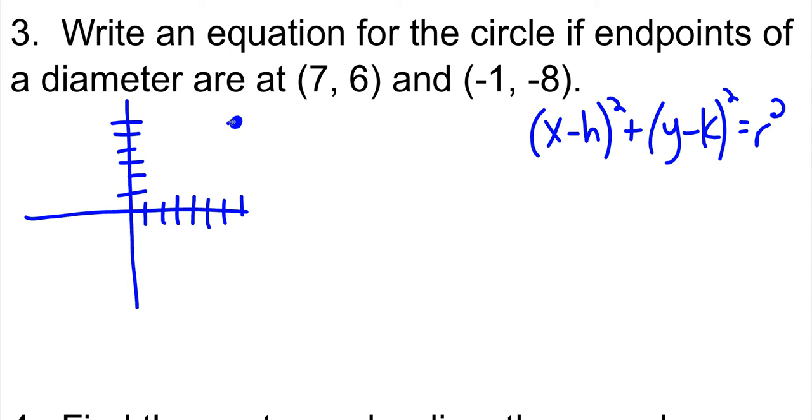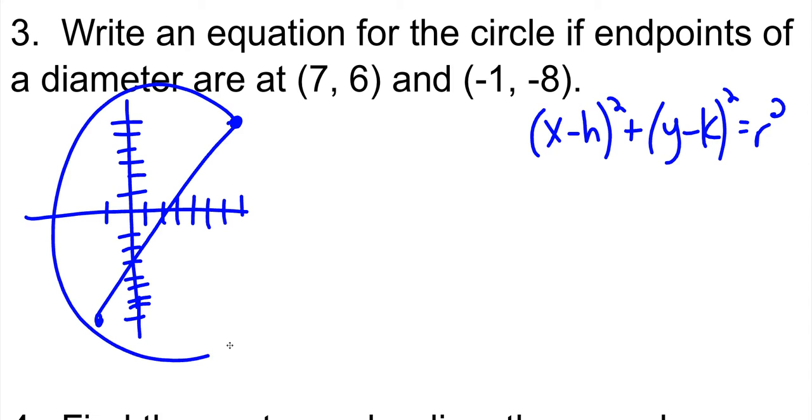Okay, so there's one endpoint, and −1, 2, 3, 4, 5, 6, 7, 8. So this is the diameter of my circle. So what I've got happening is something like that. Okay, we need to be able to find the equation of that circle. The first thing I need to know is my center point. Luckily for me, this is a diameter, which means whatever the center point is, the midpoint of the diameter is the center of the circle.